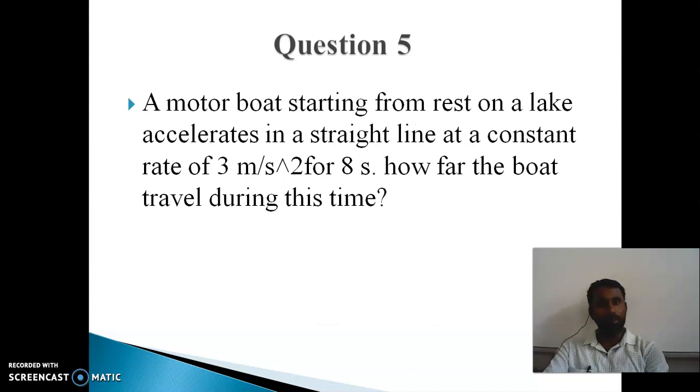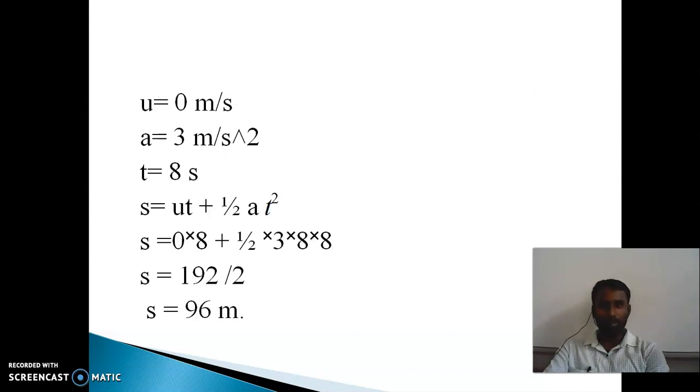And question number 5, a motorboat starting from rest. So in this case u equal to 0 meter per second, and they gave acceleration 3 meter per second square for 8 seconds. Here time is given directly in seconds, so no need to convert. How far does the boat travel during this time? That means they ask the distance. So the solution: substitute the values, s equal to ut plus half at square, s equal to 96 meter.